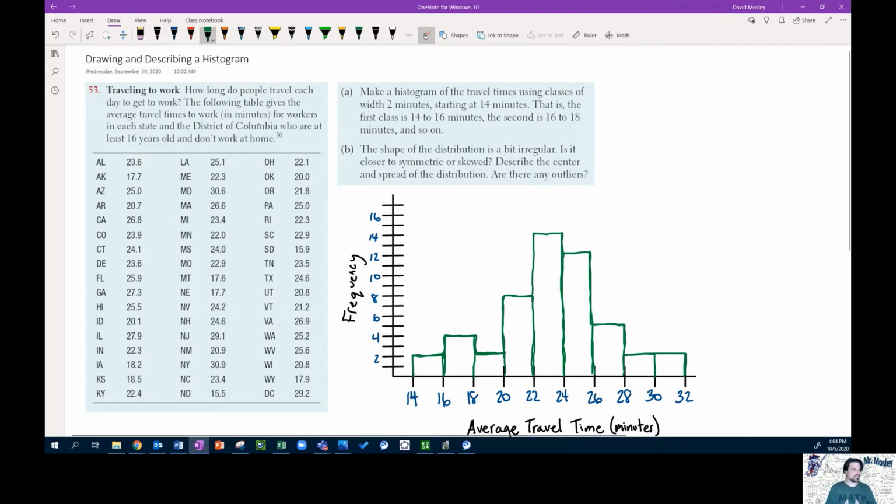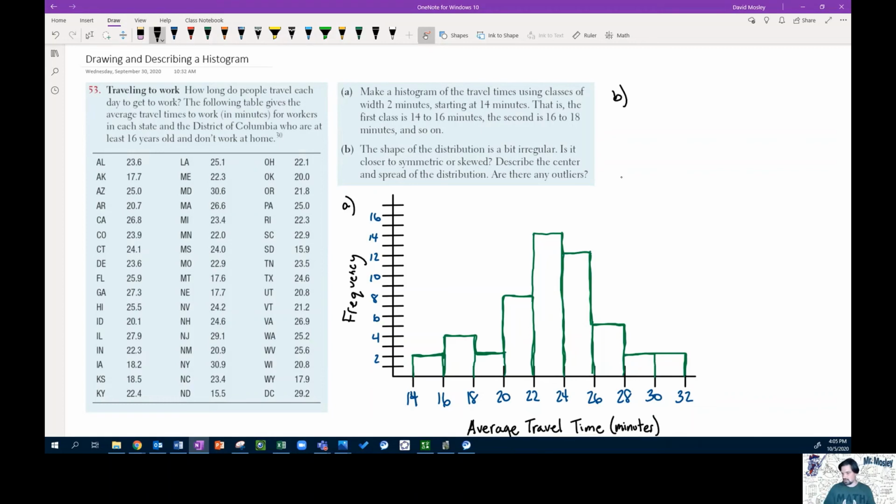All right, so this is A. Oh, let's go to B. Let's put that up here. The shape of the distribution is a bit irregular. Is it closer to symmetric or skewed? Describe the center and spread of the distribution. All right, this distribution is closer to symmetric, and the center and spread.